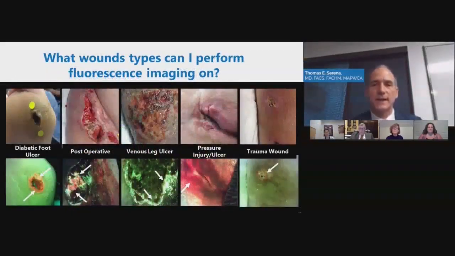What wound types can I perform fluorescence imaging on? What wound types are there? Pretty much everybody that walks in the door: diabetics, postoperative wounds, surgical site infection, venous leg ulcer, pressure ulcers or injury, and traumatic wounds. And this corresponds very well with the large clinical trial that demonstrated the efficacy of the MolecuLight device, the so-called FLAG trial. But it was also a real-world trial. In other words, the inclusion-exclusion criteria were very broad. And so we did imaging and biopsies of all wound types and basically patients that walk through the door.